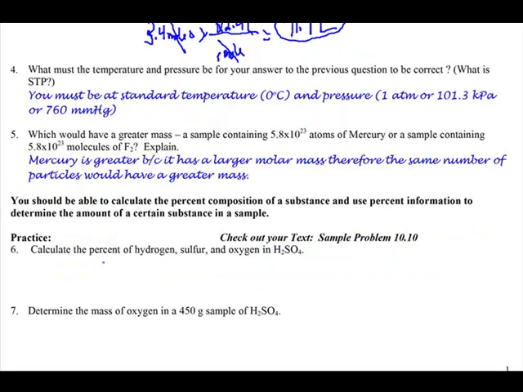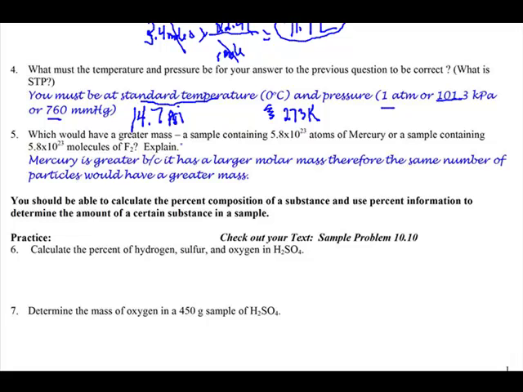All right, number 4, it says, what must the temperature and pressure for your answer be in the previous question to be correct? It has to be at standard temperature, 0 degrees Celsius, which later on when we do gases has to be converted to Kelvin, and standard pressure, which is 1 atm, 101.3 kilopascals, 760 millimeters of mercury. We even talked about 14.7 pounds per square inch, so this is PSI if you're dealing with the English system.